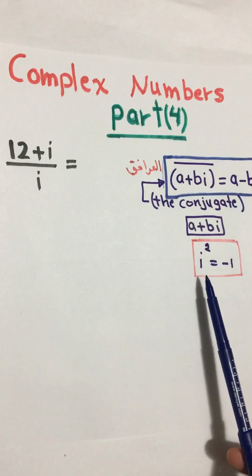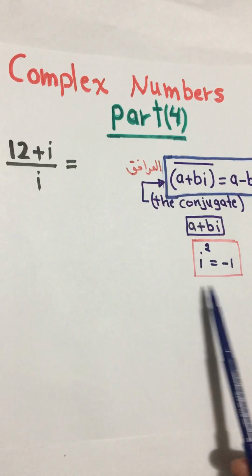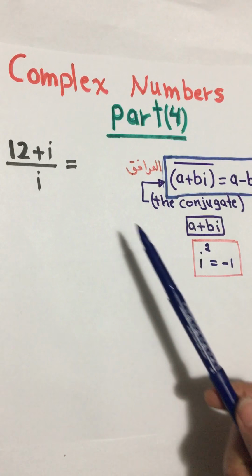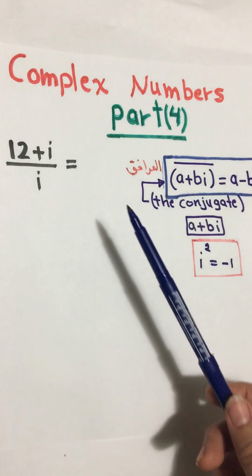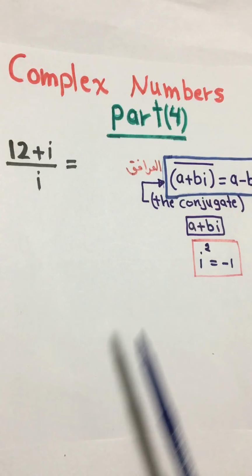We always need i squared equals negative 1. So we're going to write it down as a note because we're going to need it when we solve this question. And we have to convert the fraction to a complex number.